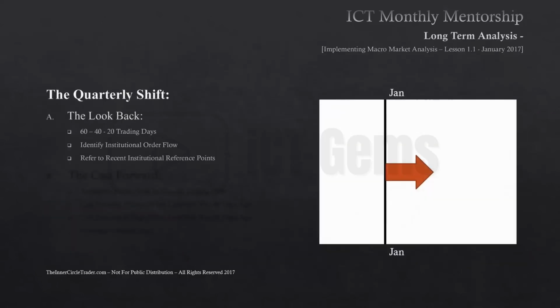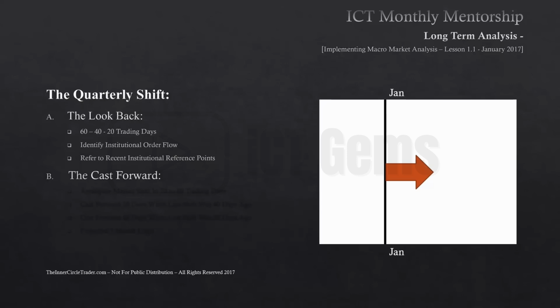Now, once you have your vertical line calibrated to the most recent market structure shift, and you've done the lookback and you've defined all of the liquidity reference points on the 60, 40, and 20 last trading days to the left, and you identified institutional order flow and referred to all the recent institutional reference points that we've identified in brief listing, now you're going to be doing the cast forward.